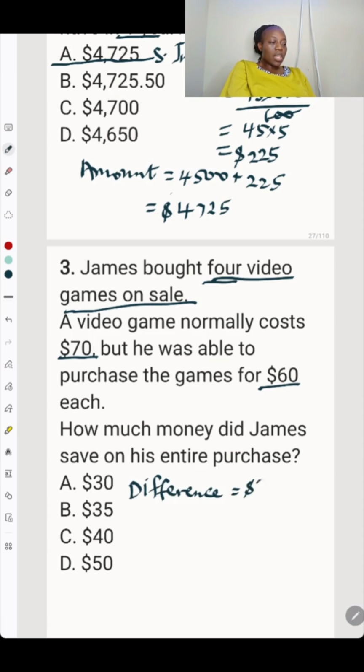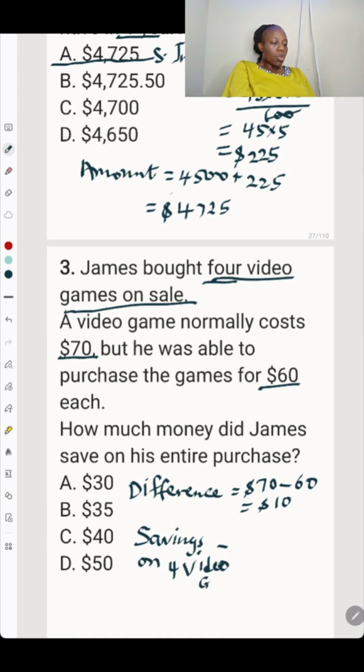That's going to be 70 minus 60, and that's 10. $10 is the change, like the saving on 1. Then this person bought 4. So how much for 4 video games now? So the entire purchase, the saving on 4 video games will now be what? 4 multiplied by 10, and that'll be $40. That is C.